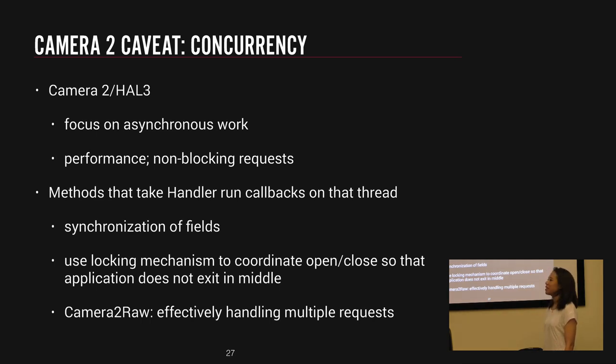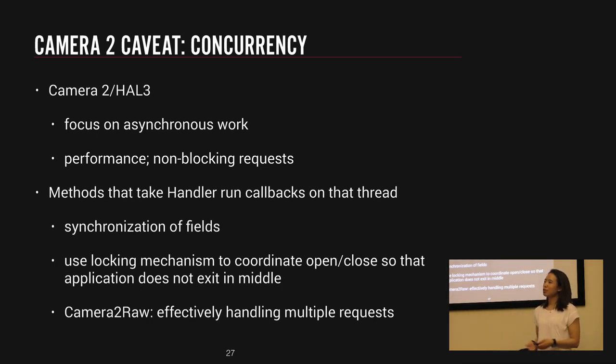And Camera2 caveats about concurrency. And as you can tell, I love alliteration. So Camera2, HAL 3. A lot of the point of this whole reworking is performance. And as we saw in earlier slides, and as you will see as you work with Camera2, there's a lot of focus on asynchronous work. There are callbacks everywhere. And you will have these parameters where you can feed it a handler to a background thread. So you can do all this kind of long running, hog-worthy camera operations on a background thread.